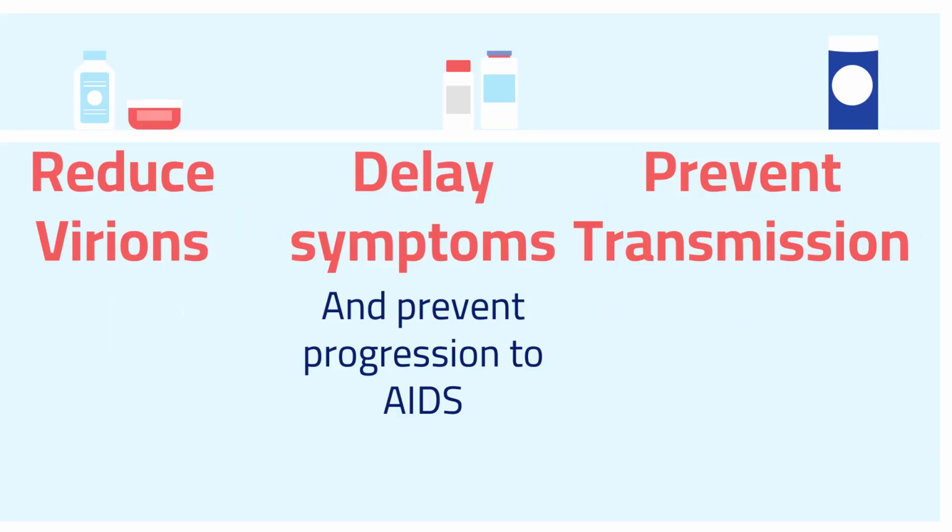So the goals of antiretroviral therapy are to reduce virions, so reduce the virus in the body, delay symptoms and prevent the progression of the patient from having HIV to developing AIDS, and to prevent the transmission of HIV from person to person. And so the way we're evaluating our progress and the efficacy of our therapy is checking the patient's labs. So an absolute CD4 T cell count that predicts the likelihood of opportunistic infection based on immune system function.